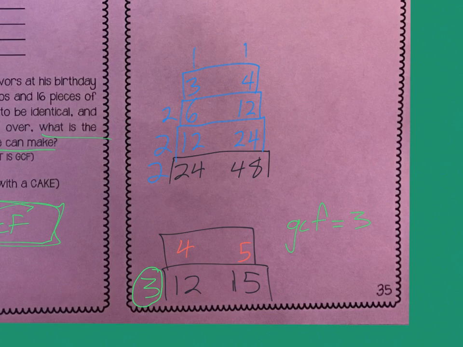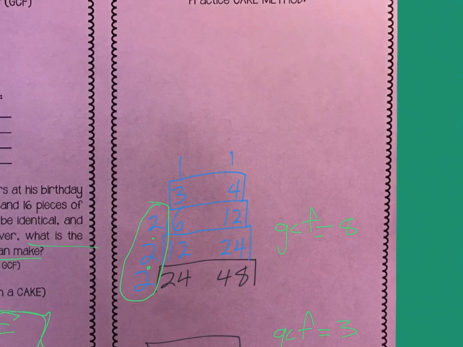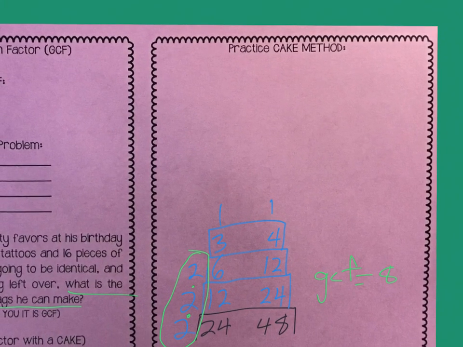And we are now looking at the frosting on the outside. That's what we're taking off. And we're going to multiply those all 3 together. 2 times 2 times 2 is 8. So I know that my greatest common factor is 8. So hopefully you're getting the hang of this. And we've done it a couple of times. Let's actually do one more.